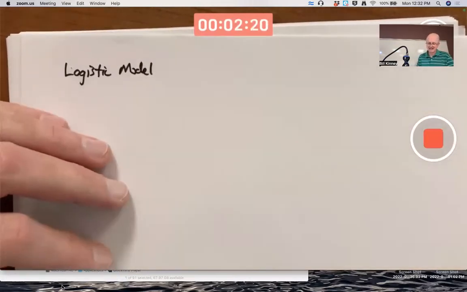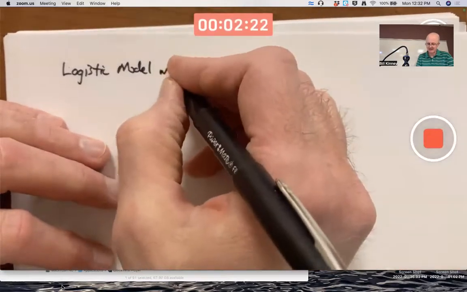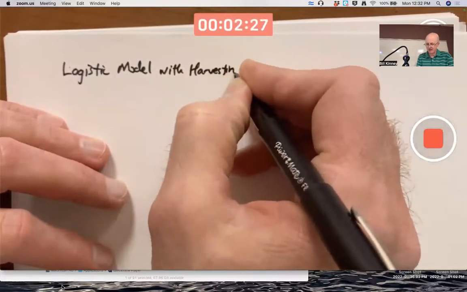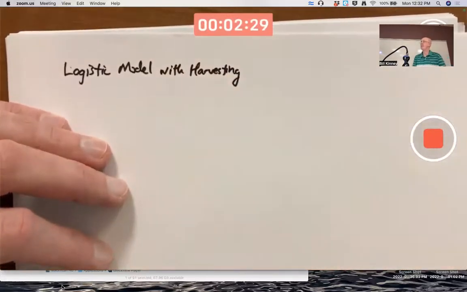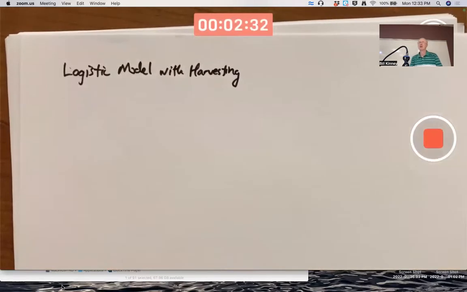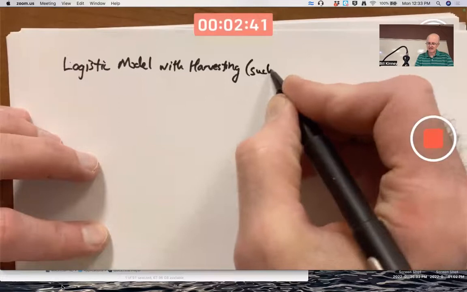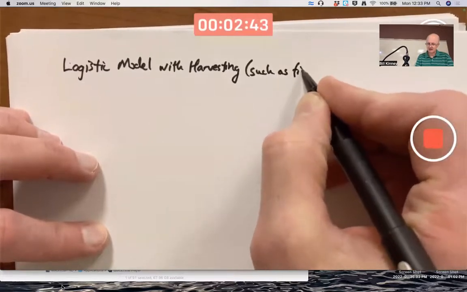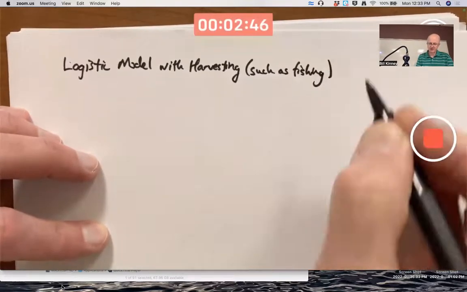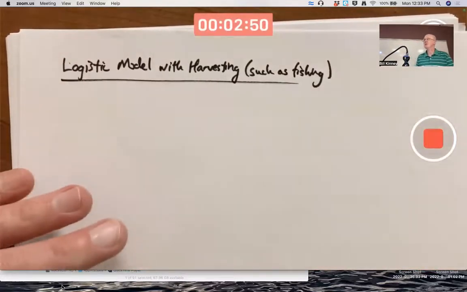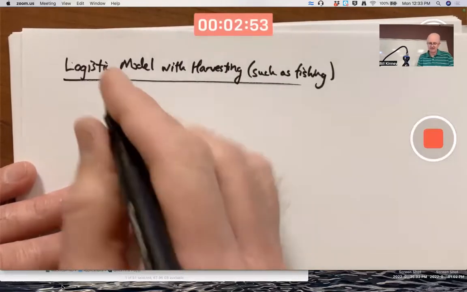I'm going to add some harvesting to the model, not for the main part of what we do, but at the very end, I want to ask what happens if we allow for harvesting. In other words, for example, if the model was a population of fish, what if you allowed fishing? Such as fishing. Very appropriate subject for Minnesota here. And let's go ahead and pretend we're talking about a particular lake in Minnesota.